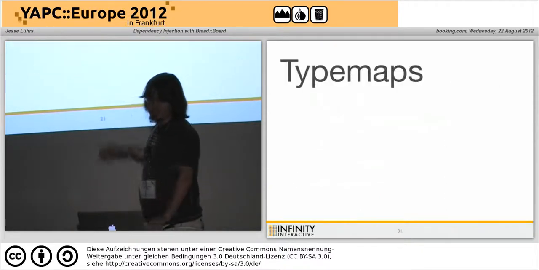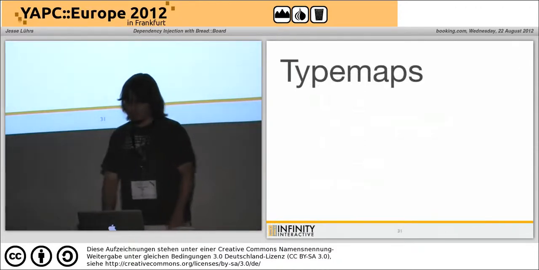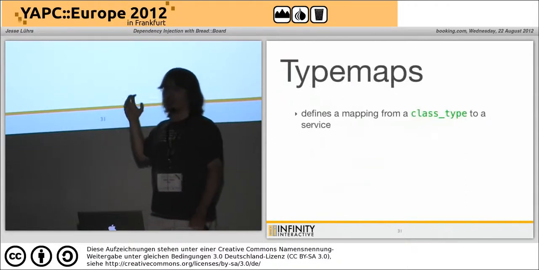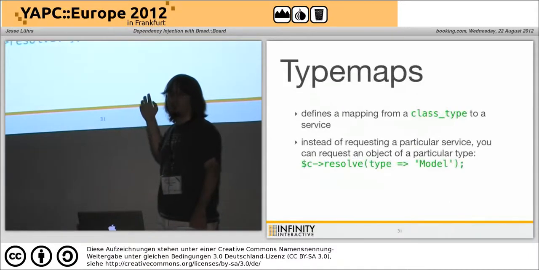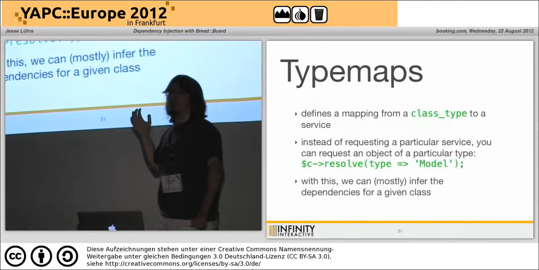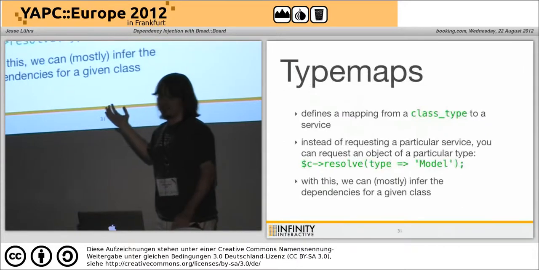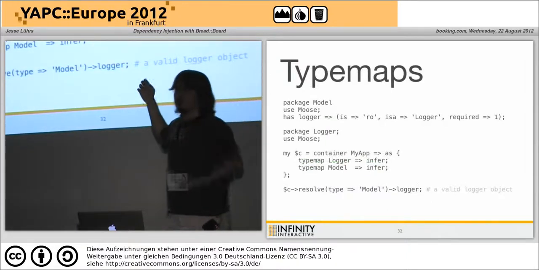One of the more interesting features that BreadBoard has, built on top of the system, is called type maps. Once you have a service, you can define a mapping from a class type constraint to that service. And then instead of requesting a particular service when you are resolving something, you can instead request an object of a particular type. This is useful on its own, but the more interesting part is that if you have a type map for all of the components of your application, a lot of times you can just infer what the dependencies should be for each service. And this will simplify a lot of the configuration that you'd otherwise need to do.